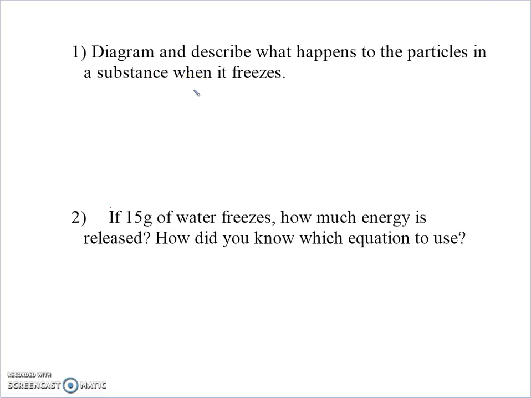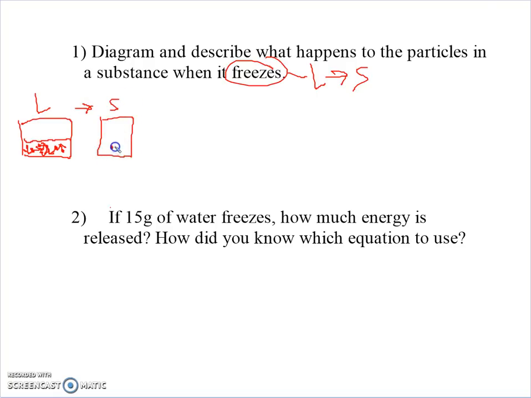Alright, so number one, diagram describe what happens to the particles in a substance when it freezes. So if we're freezing, that means we're going from liquid to solid. So a liquid will move some, but not a lot. Right, and it does not fill its container. So a liquid would move a little, right, but it's still kind of together. It's still pretty close, but it is moving some. Whereas a solid, right, has a set shape and really doesn't move very much. If anything, just kind of vibrates like that.